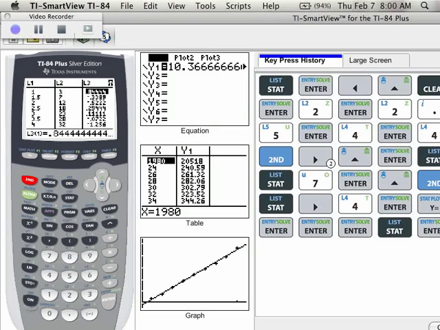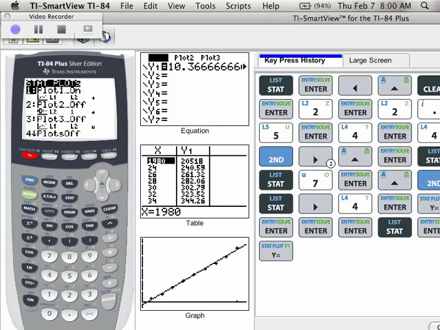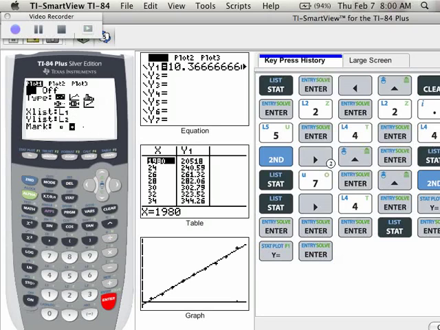Second, y equals. This takes me into the plots. I hit enter twice, and I want the residual plots. Which one is it? The y list has to be L3. So second, number 3. Now zoom 9, and then zoom 9.